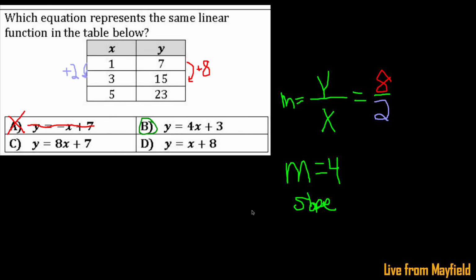Since our slope is 4, the only one that has a slope of 4 is choice B. The other ones were -1, +8, and positive 1. Since those are not what we're looking for, we know we can only select B.